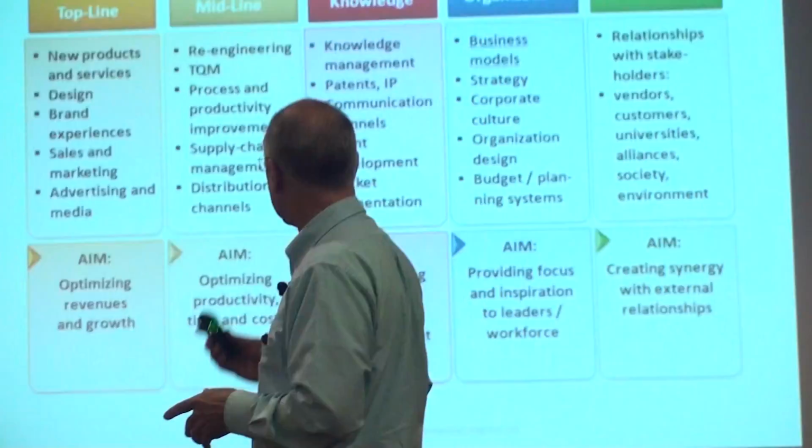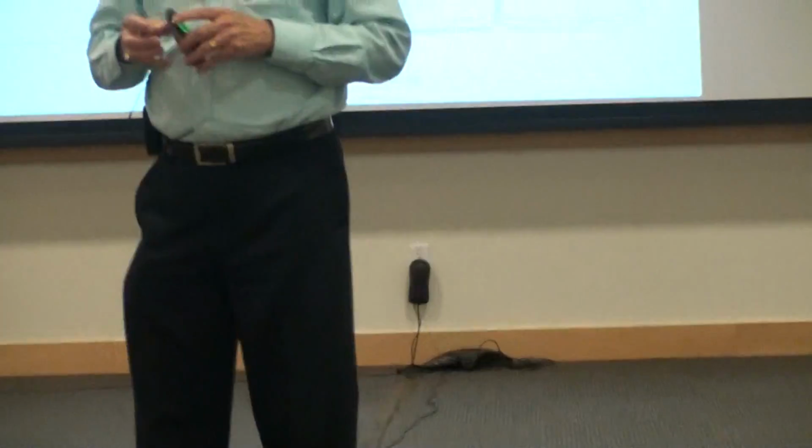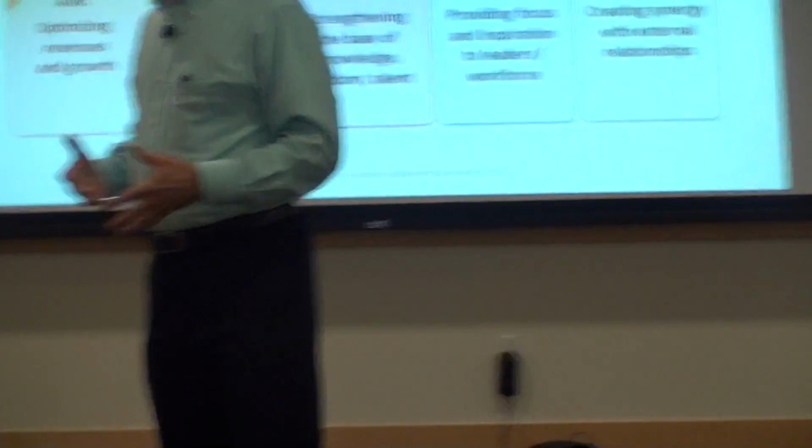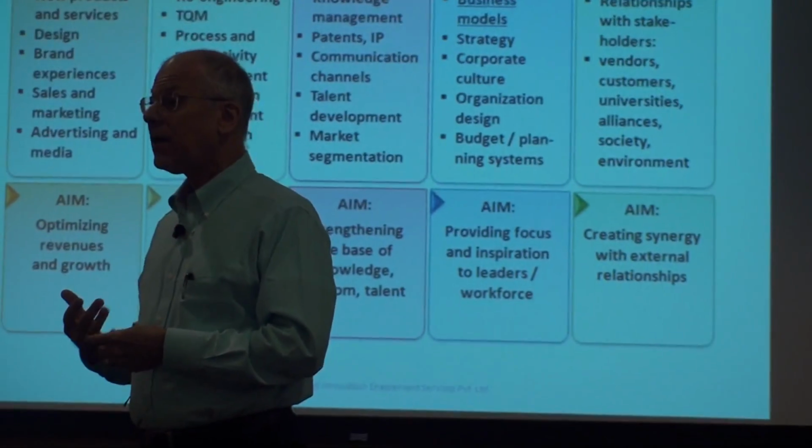But you see, there's 5 different domains of innovation. The first I call top line, which really is what are the kinds of innovations that are aimed at optimizing the revenues. Now that can be marketing, advertising, technology development, whatever kind of revenue generating innovations you have.